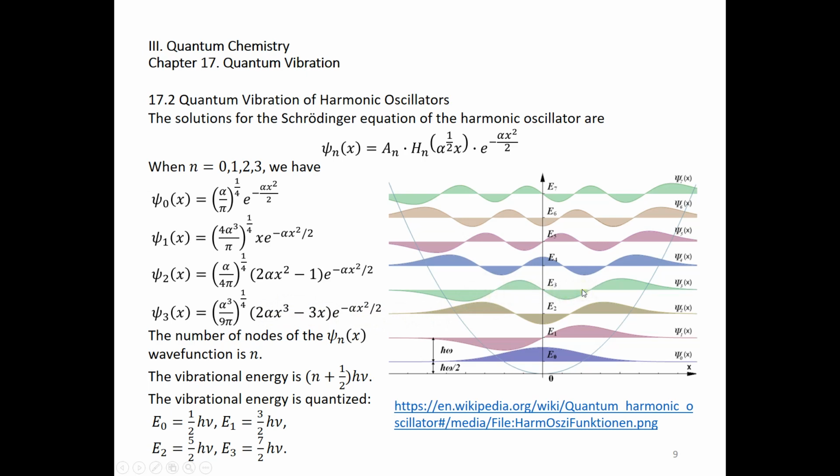And of course, when n increases, we get more and more nodes. When n is 4, we see 1, 2, 3, 4. And then it includes 5, 1, 2, 3, 4, 5 nodes. As the quantum number increases, the number of nodes increases as well. 0 nodes, 1 node, 2 nodes, 3 nodes, 4 nodes, 5 nodes, 6 nodes, 7 nodes.